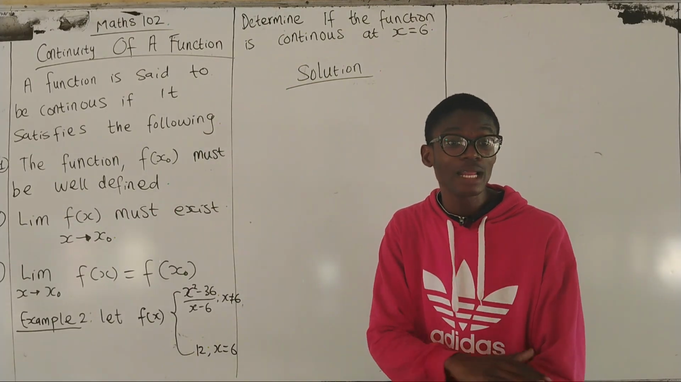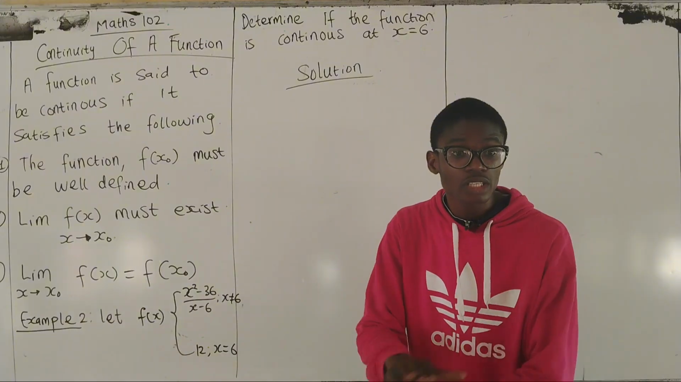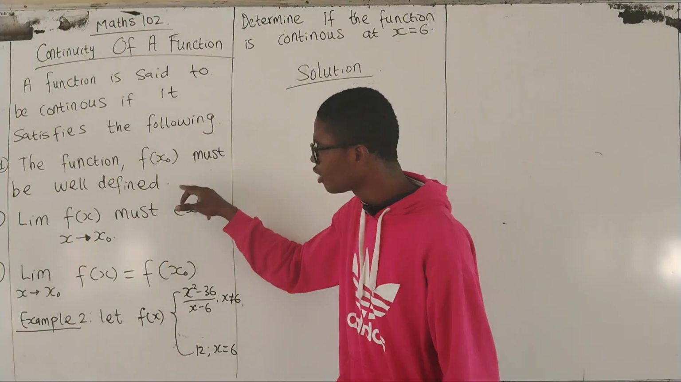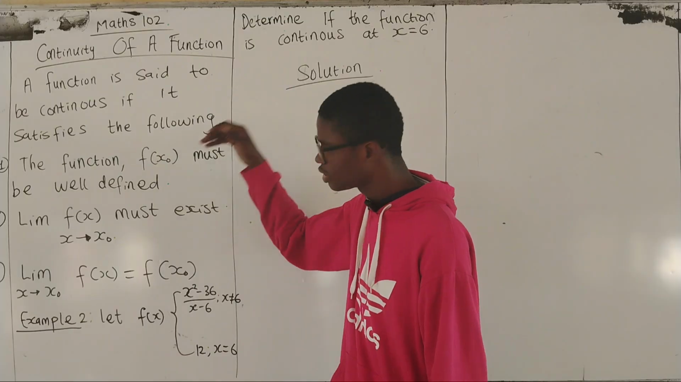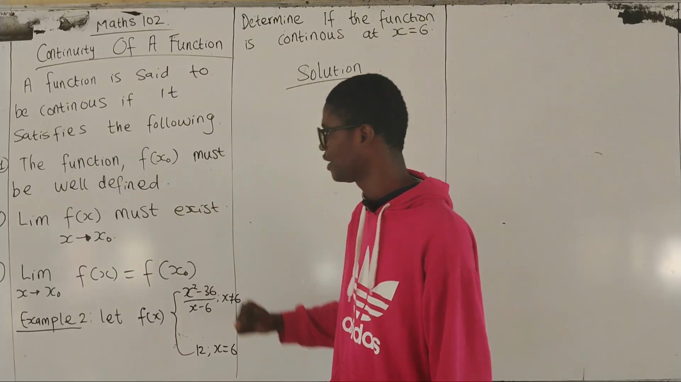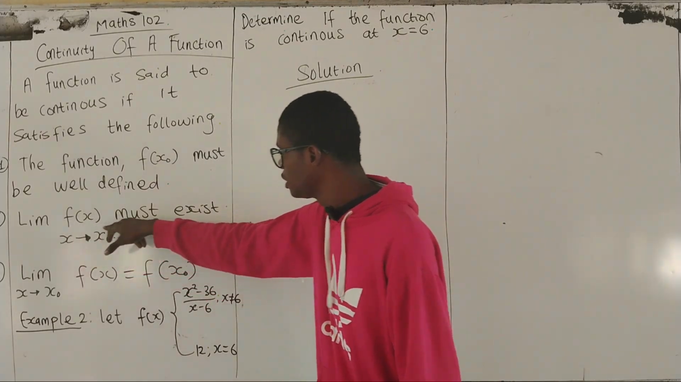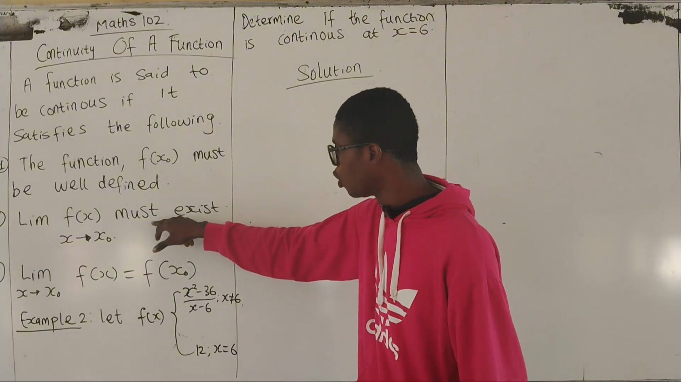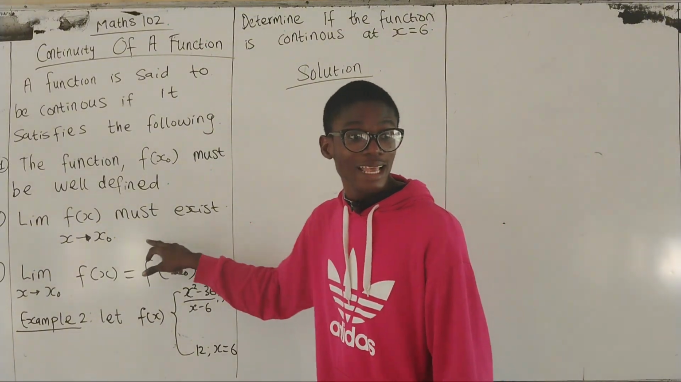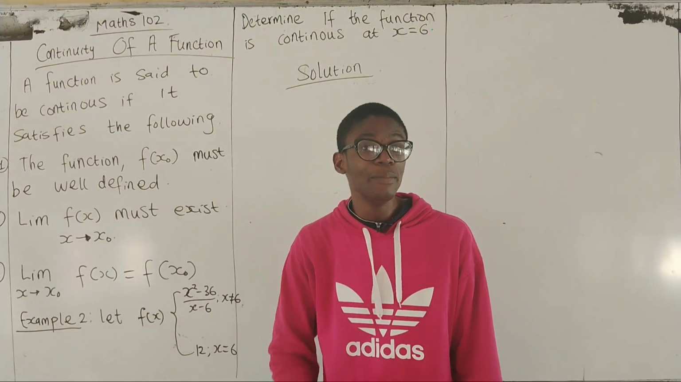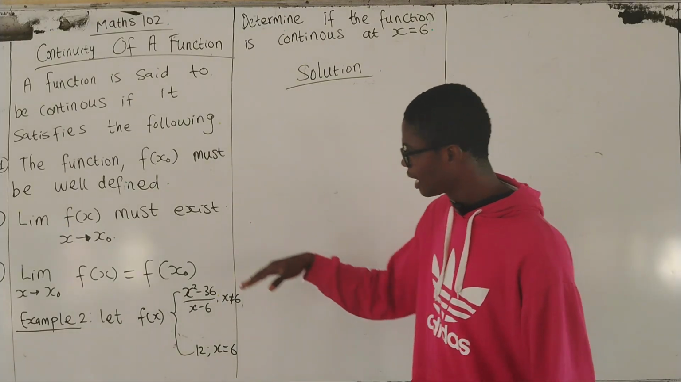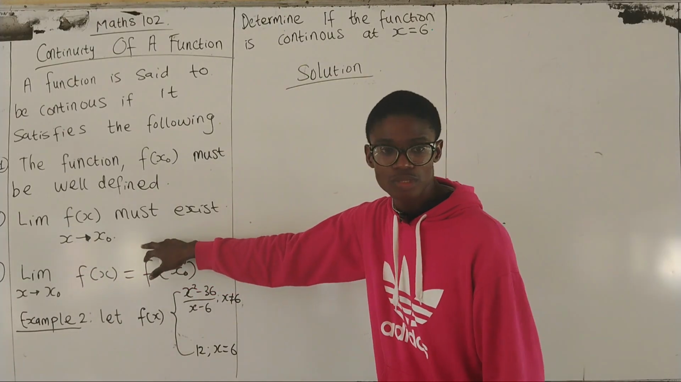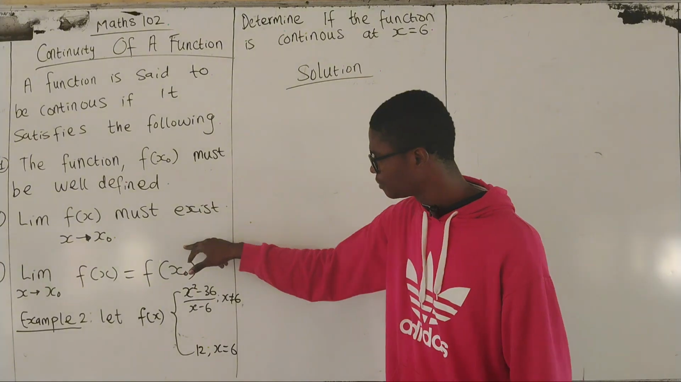And when we did it, there was no infinity, and there was no indeterminate form. So it was defined. This was satisfied. Then secondly, the limit must also exist. If you remember, when we took the limit, it existed as x approached minus 1.